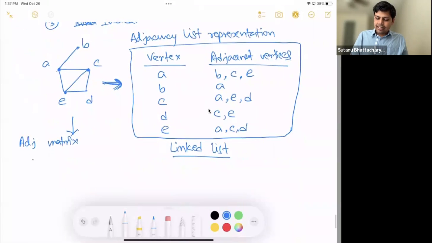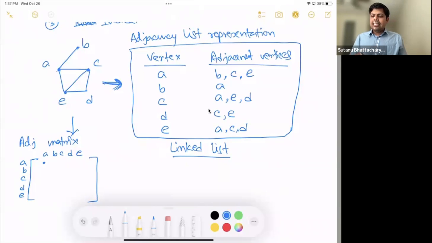So it's a matrix. Here you need to put all vertices A, B, C, D, E, and A, B, C, D, E. Now each cell, each value represents whether there is an edge between two vertices or not.